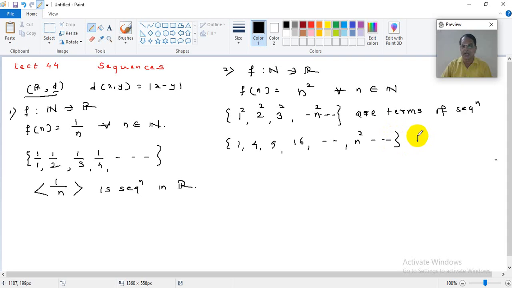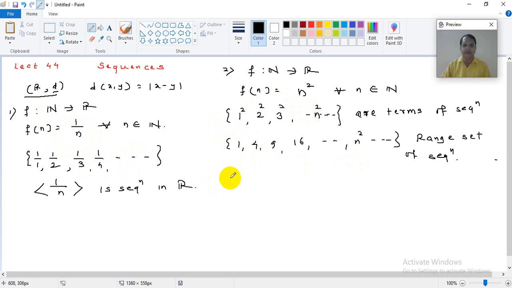This is called the range set of the sequence. What do you mean by range set? These are the functional values. The set of functional values, we know, is called the range of that function. But here this function is nothing but a sequence, so this is the range of that sequence. This is the range of the sequence 1 upon n: 1, 1 half, 1 by 3, 1 by 4. This set is the range of this sequence. And this is the range of the sequence n squared. The general term of that is given by n squared.